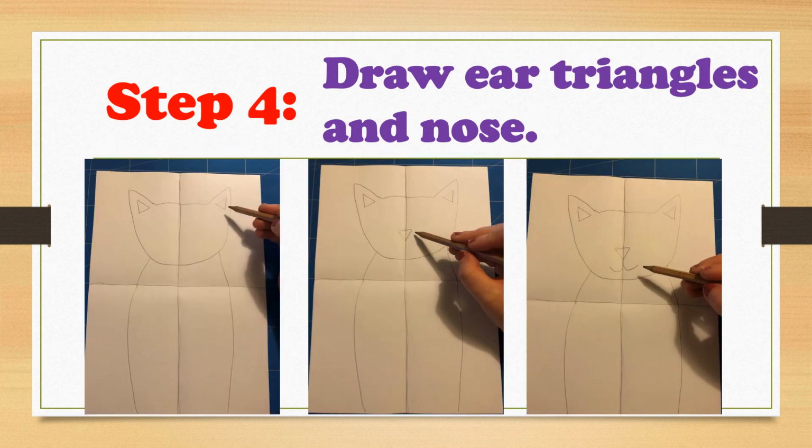Step number 4 is to draw some triangles. So we need to draw 3 triangles, 1 in each ear. So you can see my 3 pointed triangles there, just little ones in each ear, and then an upside down triangle where the nose goes. And you can see that goes over that middle line. Then we need to draw 2 curved lines to create our cat's little cheeks.